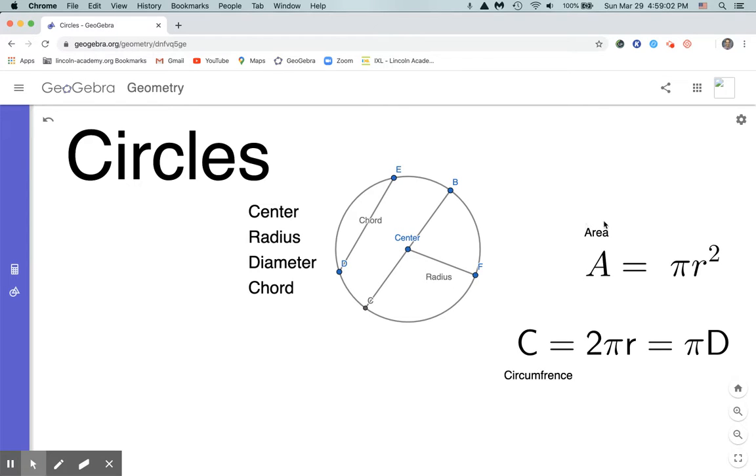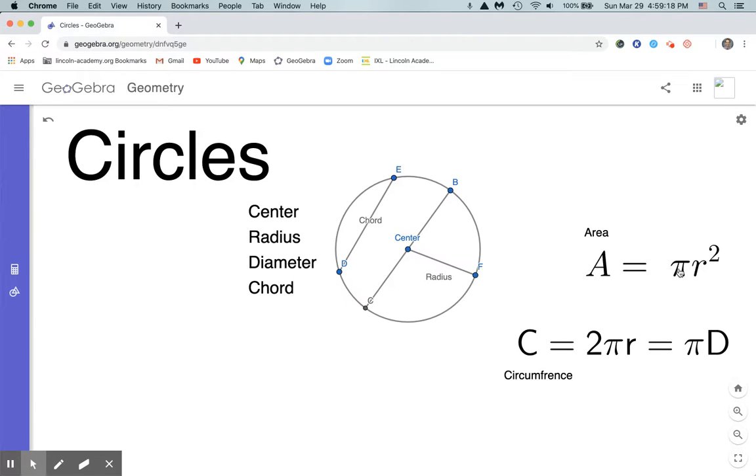So make sure you know the difference between a chord, a diameter, and the radius, and what the center is. And that will be your first assignment, which should go very quickly and easily, because it's just asking you, which one's a chord? Which one's the center? Which one's the radius? What is the diameter?